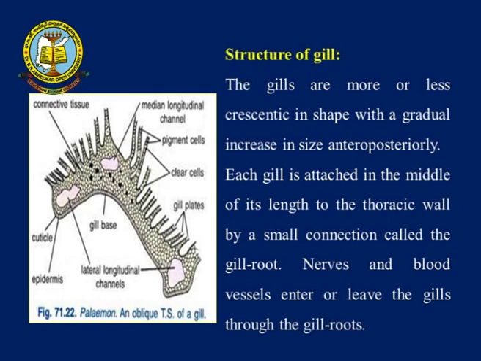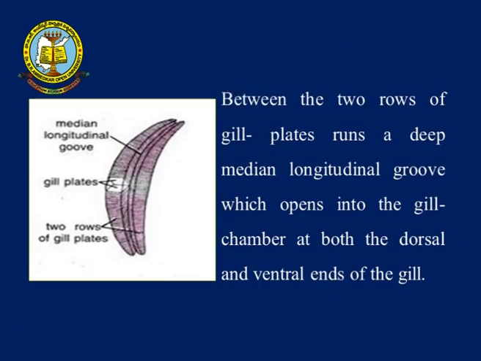Each gill is attached in the middle of its length to the thoracic wall by a small connection called the gill root. The nerves and the blood vessels enter and leave the gills through the gill roots. Between the two rows of gills, a deep median longitudinal groove runs, and they open into the gill chamber at both the dorsal and the ventral sides of the gill.